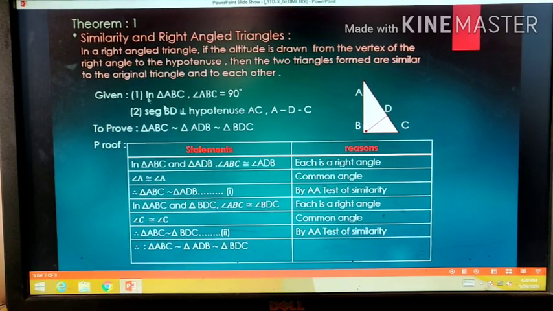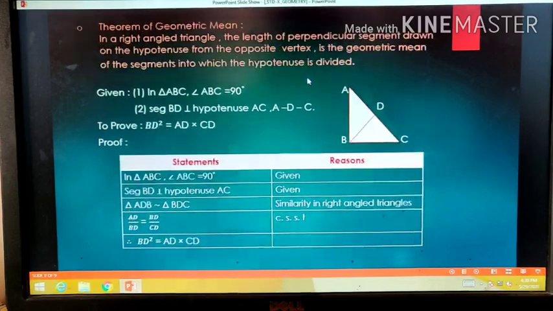This is called similarity in right angle triangle. Once again I'll repeat. Due to the altitude, the original triangle is divided into two newly formed triangles. Then that original triangle and the newly formed two triangles, these three triangles are similar to each other. That is called similarity in right angle triangle.